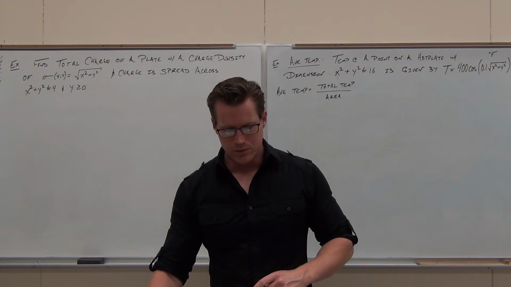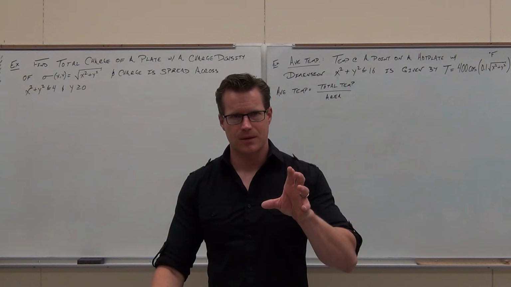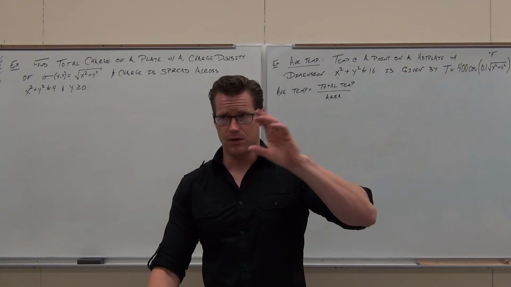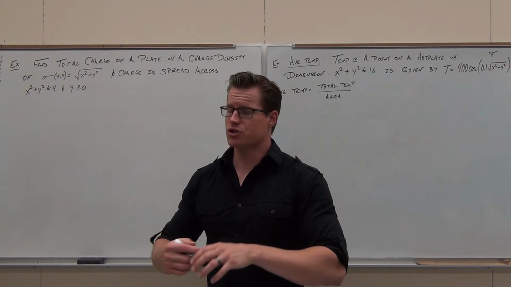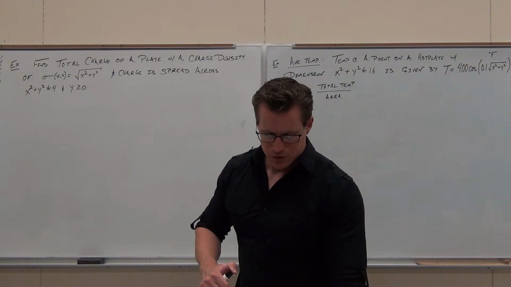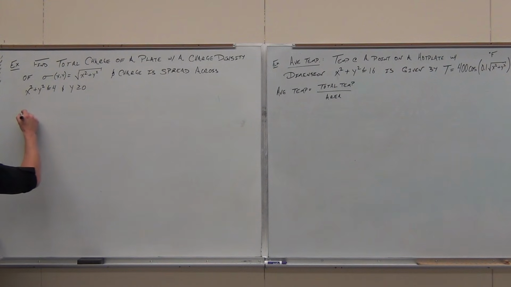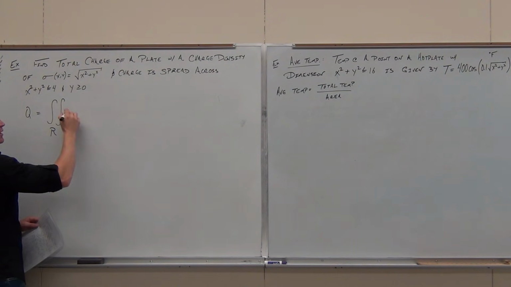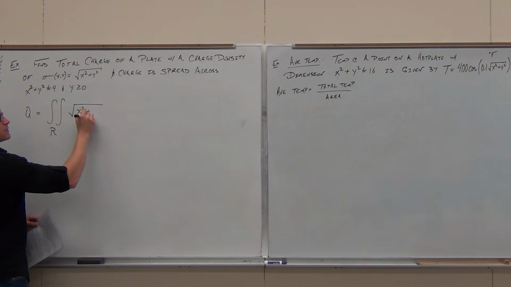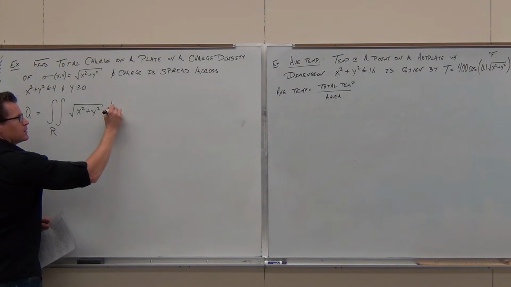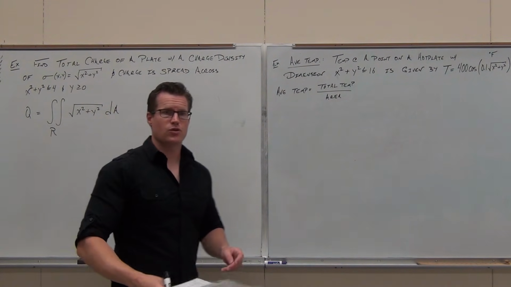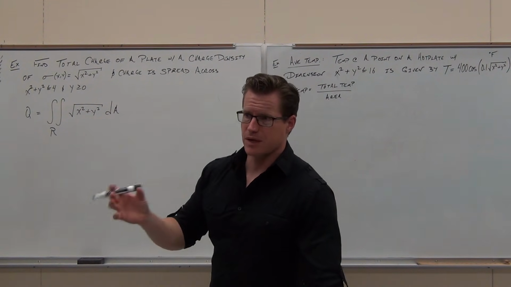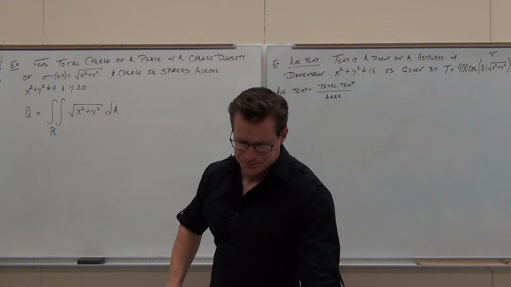Now, when we talked about mass, mass was a double integral over the region of mass density. So total charge can be thought of the same way. Let's call it Q. Total charge is going to be a double integral over the region that the charge is spread across, of whatever the charge density function is, integrated with respect to the area of that region.